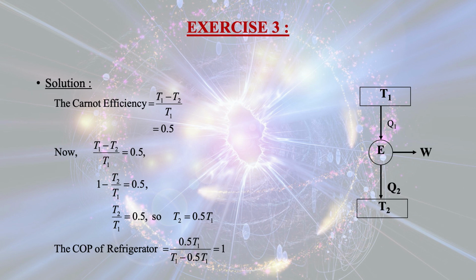Now we know very well that Carnot efficiency is equal to T1 minus T2 divided by T1, that is equal to 0.5. So T1 minus T2 divided by T1 is 0.5. So 1 minus T2 by T1 is equal to 0.5. So T2 by T1 is equal to 0.5. So T2 is equal to 0.5 T1. Now COP of the refrigerator, we know very well, T2 divided by T1 minus T2. So we have already got T2 as 0.5 T1. Put the value in this expression and calculate the COP of refrigerator. For this case, it is equal to 1.